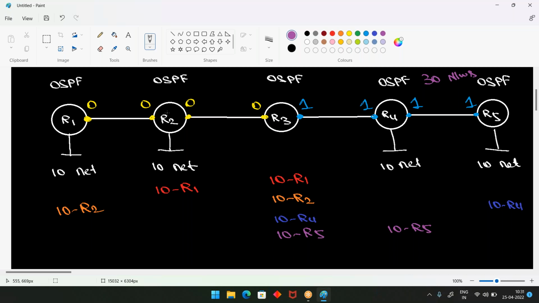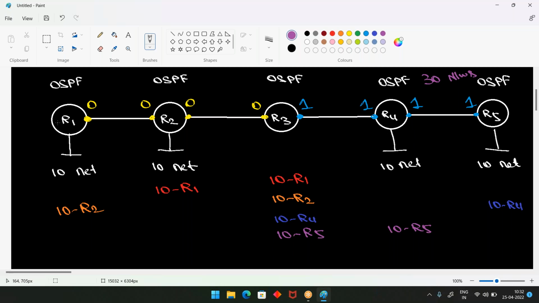Is it possible? It cannot. Okay, it won't communicate. This time, the R4 router and R5 router won't communicate to the R1 and R2 routers. Now tell me, can the R1 and R2 routers communicate to the R4 and R5 routers? Is it possible?